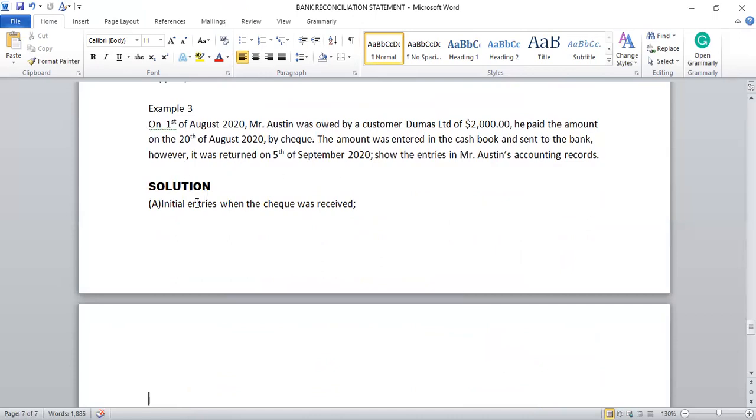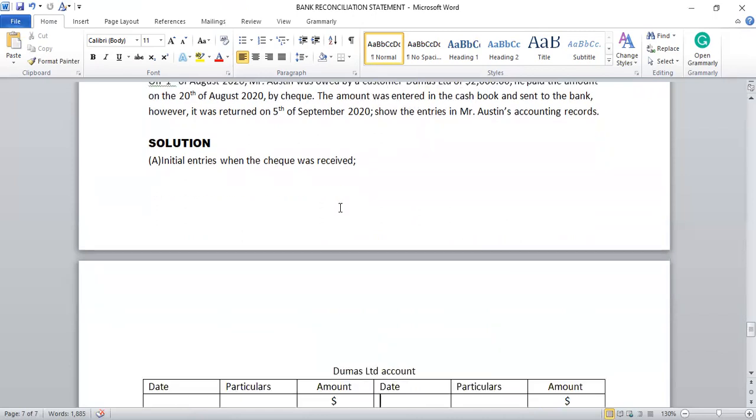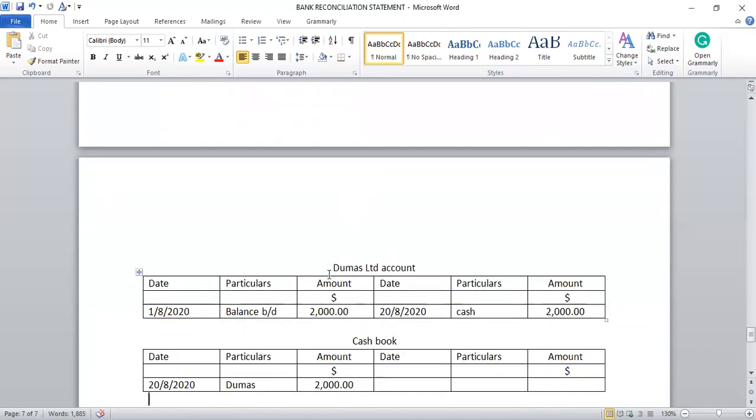Solution A: the initial entries when the check was received. In the Dumas Limited account, we have the debit and the credit side. The balance brought down that he was owing us on 1st August 2020 was $2,000. But when he paid, we have to credit his account, canceling the amount, then debit our cash with the amount. Once he paid that date, we have to credit his account.